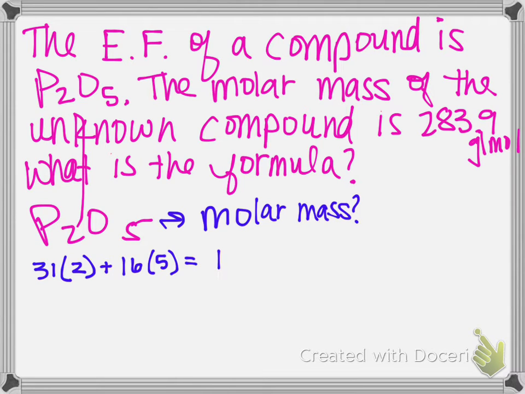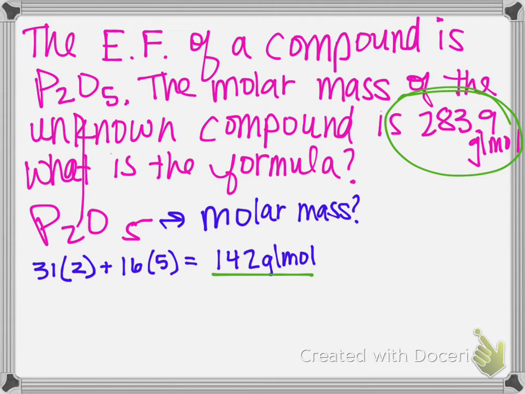I had a molar mass of 142 grams per mole. Agreed? Okay, 142 is what I had for the molar mass of my empirical formula. And so now to figure out what version we're dealing with, we're going to take the molar mass given to us in the problem. We know that our unknown compound has a molar mass of 283.9, and I know my empirical formula has a mass of 142.